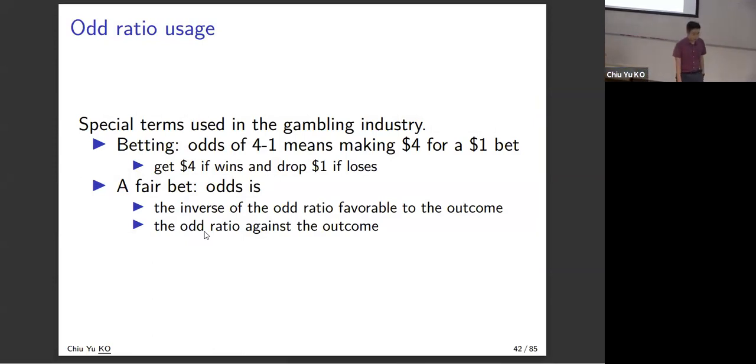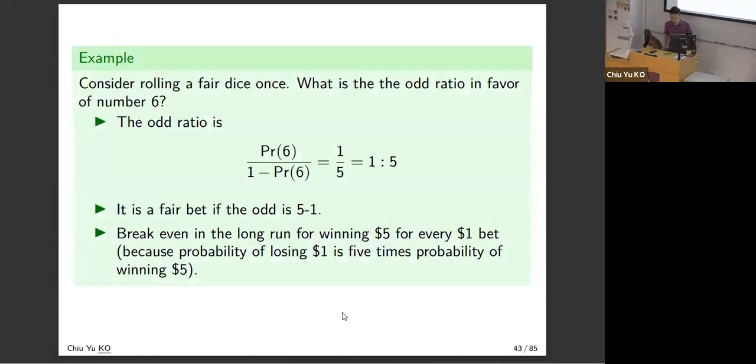Okay, betting odds of 4 to 1 means that if you win, you get $4. If you lose, you lose $1. And a fair bet means that it is inversely fair. Let me give you an example. We'll revisit later, don't worry, quickly. So roll a die of 6. If you get a 6, you win.